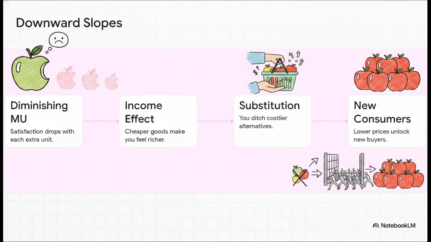Then there's the income effect. Cheaper apples mean you spend less to get the same amount, making you feel richer and able to buy more. Add in the substitution effect, where you naturally ditch expensive fruits for the now cheaper apples. And finally, when prices drop drastically, entirely new consumers who previously couldn't afford apples suddenly enter the market.